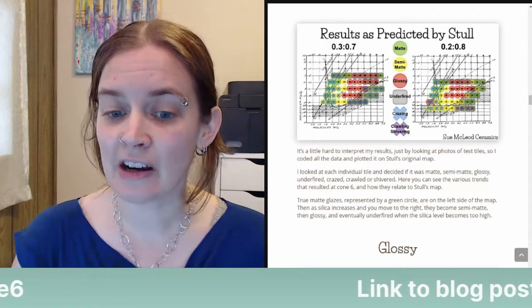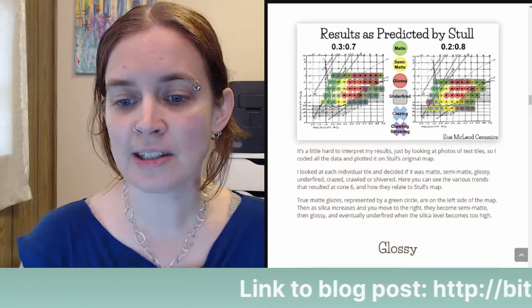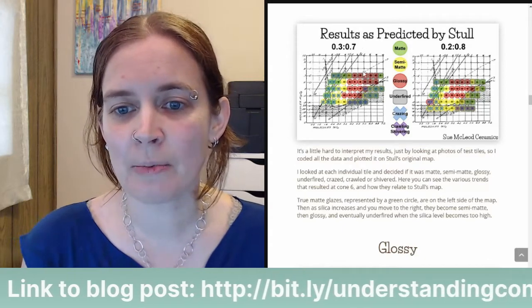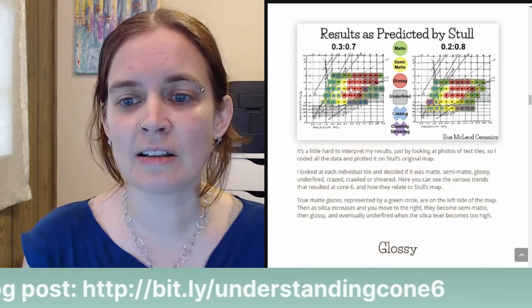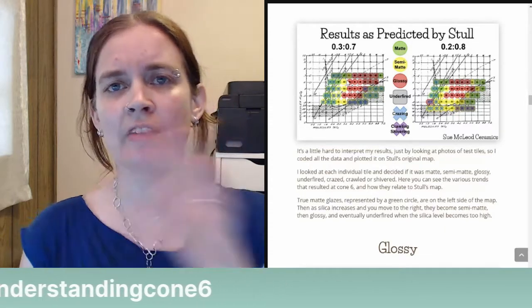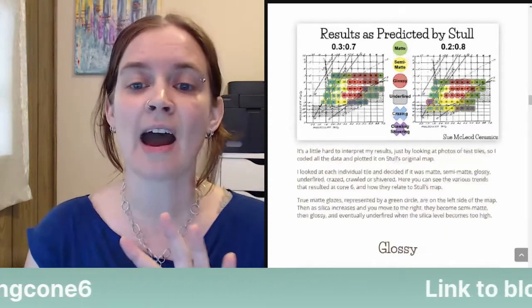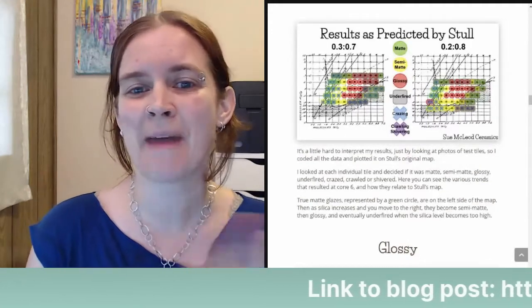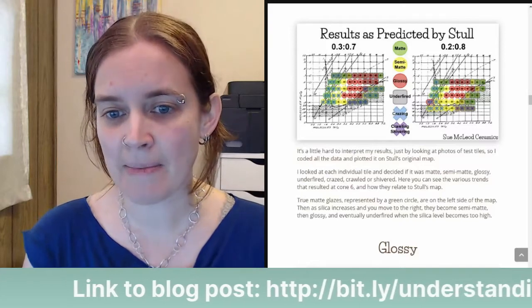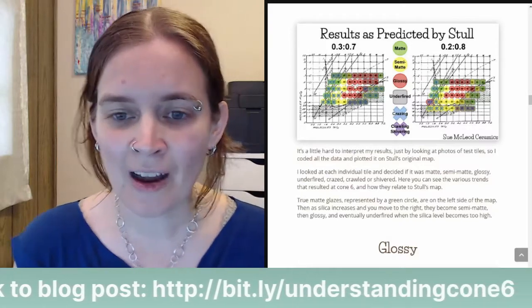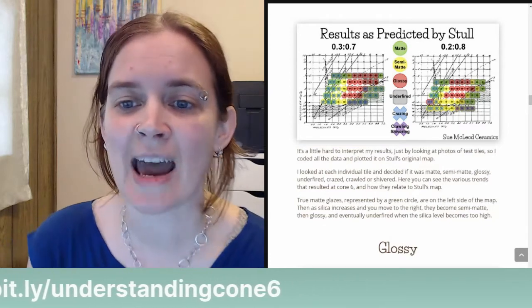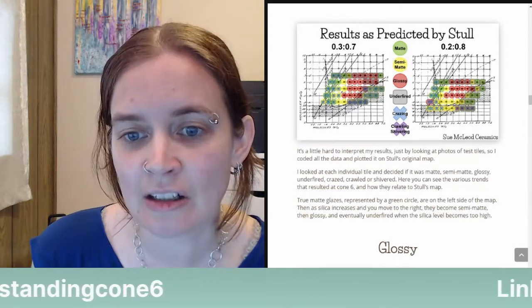Here you can see the various trends that resulted at cone 6 and how they relate to Stull's map. So here's 0.3 to 0.7. So all the red circles are glossy. All the yellow circles are kind of, I couldn't decide if they were glossy or matte, or kind of like dull glossy. I called them semi-matte or semi-glossy or satin. I mean, some of them I'm sure would be considered satin. And then the green circles are matte.